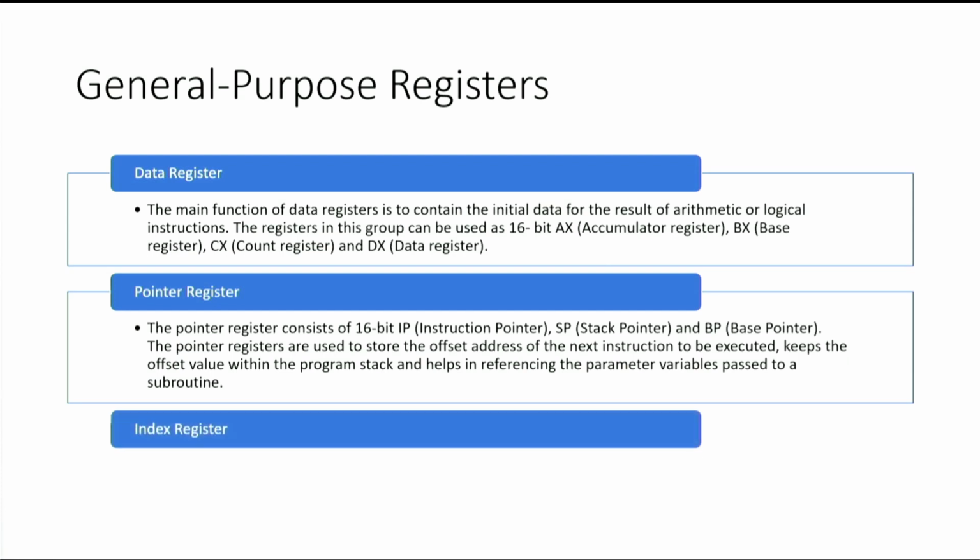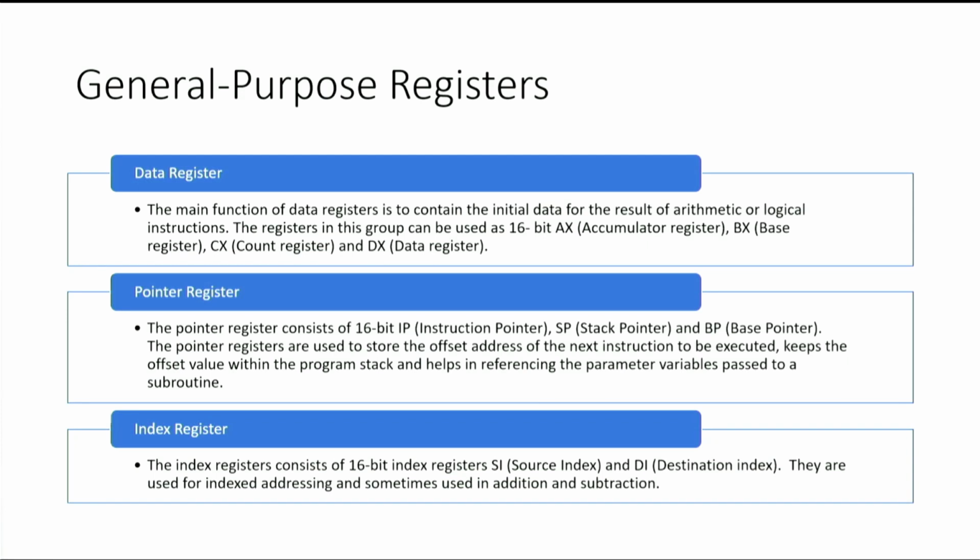The index register. The index registers consist of 16-bit index register, which are source index, which is abbreviated as SI, destination index, which is abbreviated as DI. They are used for indexed addressing and sometimes used in addition and subtraction operations.